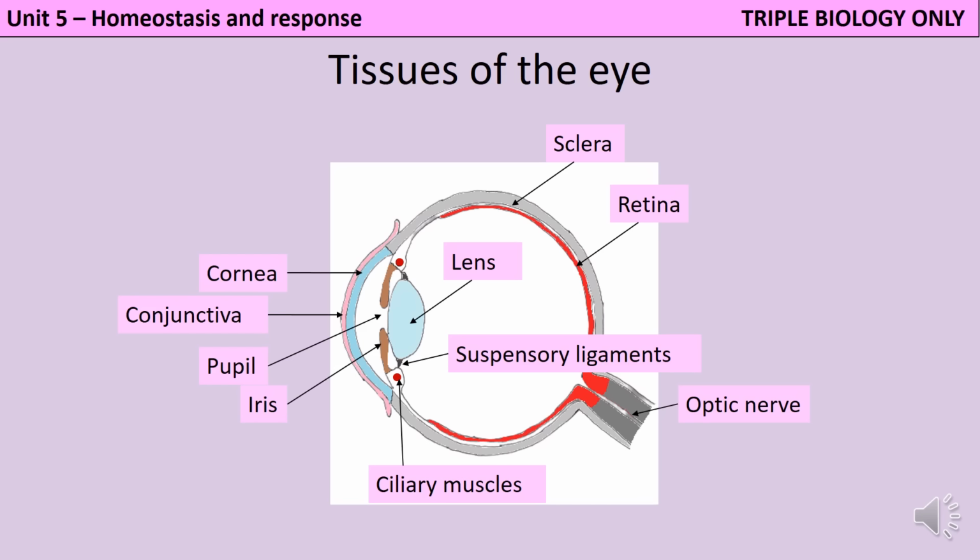When light reaches the retina, it's detected by 2 types of light-sensitive cells: rod cells, which detect light intensity, and cone cells, which detect light colour. This information is then passed to the optic nerve.